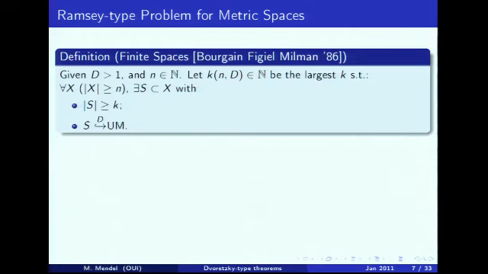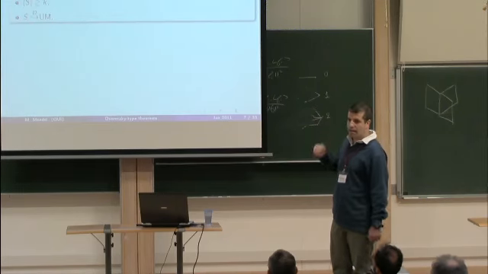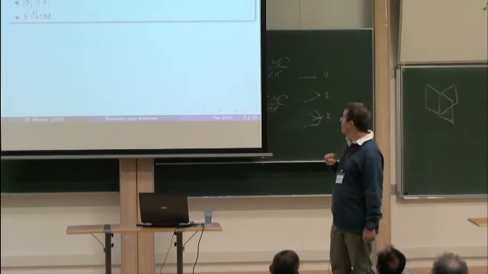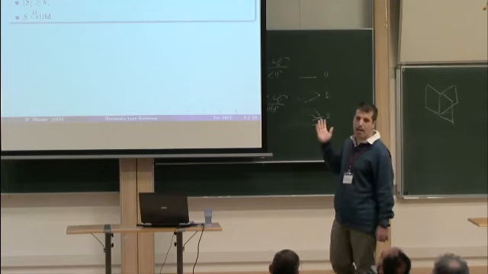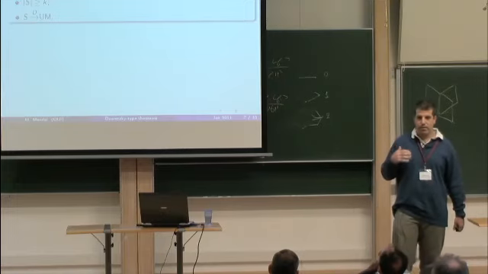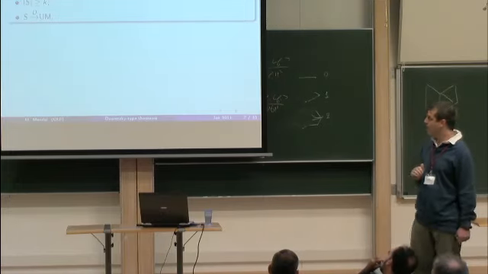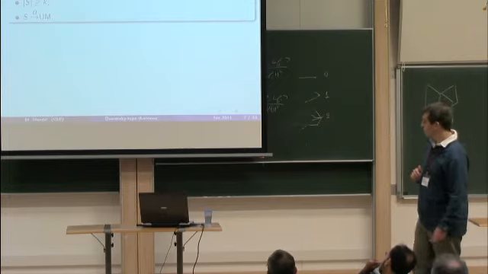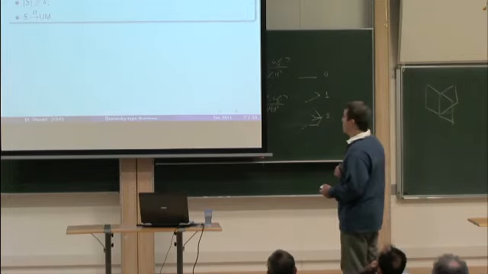So the first variant is essentially due to Bourgain, Figiel and Milman. In the following problem, you are given a distortion capital D and a natural number n, and we are looking for the largest k such that in any n-point metric space we can extract a subset of size k, which is approximately ultrametric up to distortion D. This is the first variant.